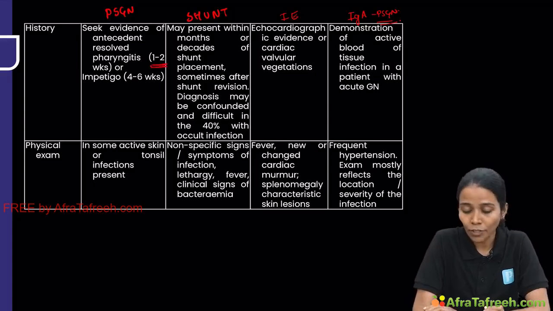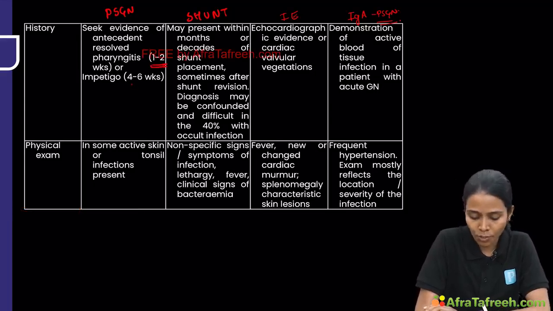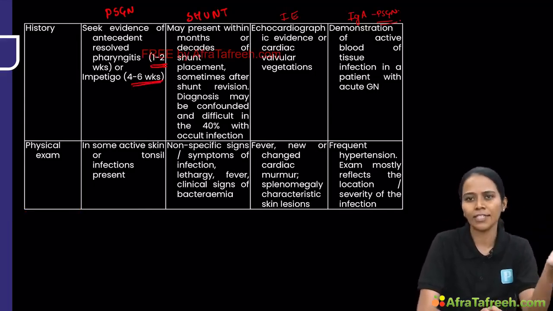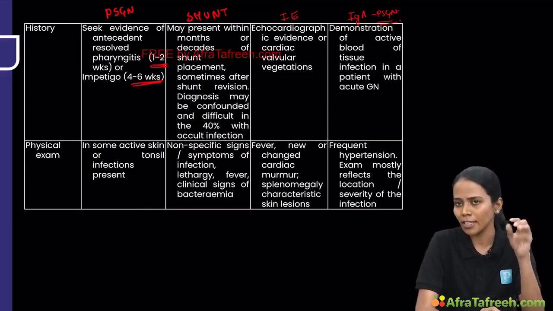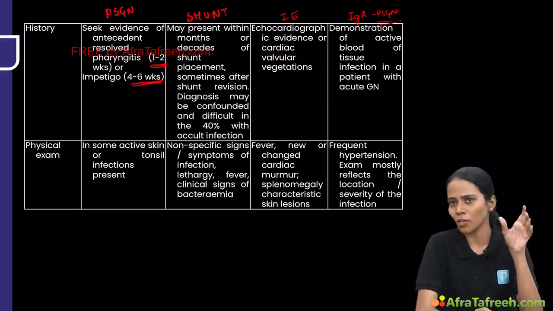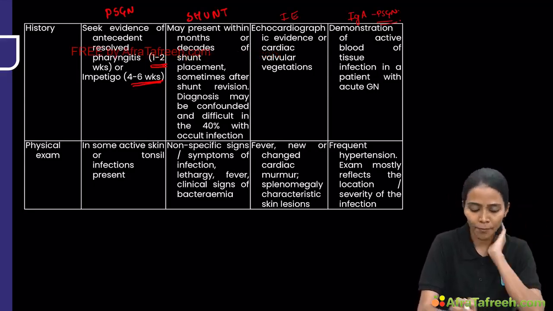Okay. 1 to 2 weeks for pharyngitis, 4 to 6 weeks in impetigo. In Fihali, it's mentioned as 2 to 4 weeks. In here, it is mentioned as 4 to 6 weeks. So, generally, you just remember the longer time, okay? 2 to 6 weeks, you can remember.